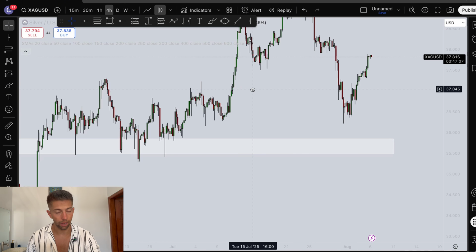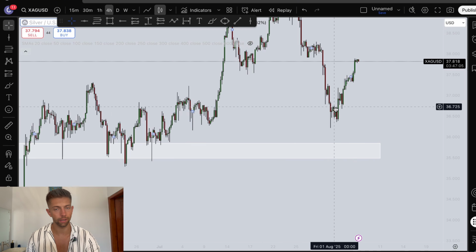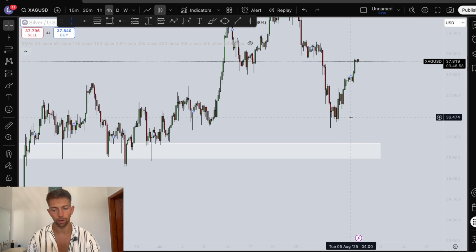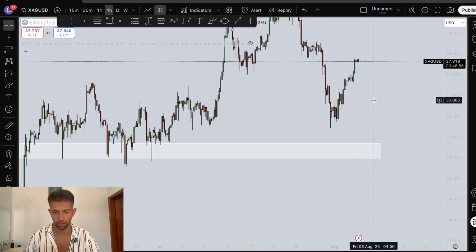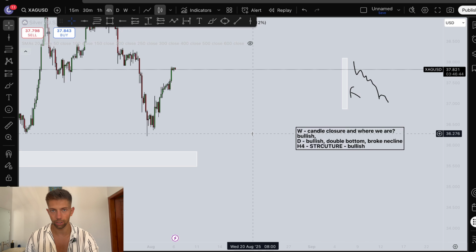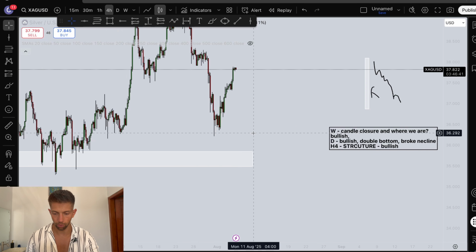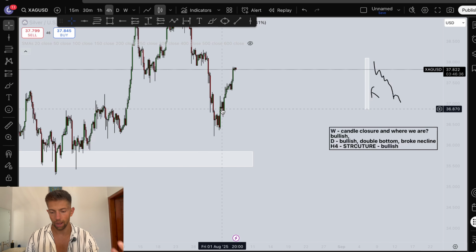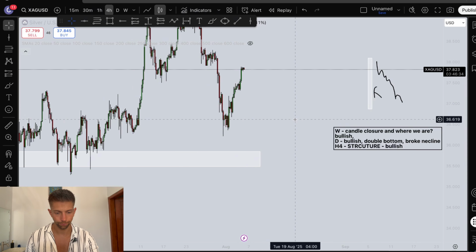That's another confluence for me. As I said, I'm building a context for the next trade, for the next move to play out. I'm building my confluences for the next move to play out. The more confluences I have, the more context I have for my trade, the more probability I have for my trade. Structure, bullish. So right now I have weekly engulfing candlestick closure, bullish, on support. I have daily double bottom, structure being bullish, broken neckline. I have H4 structure being bullish.